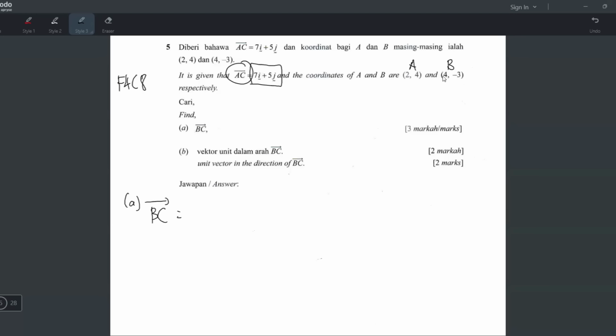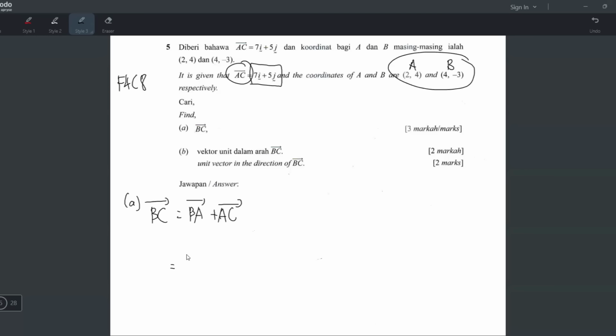So what to do? Alright, you can go from B to A first, because you have both the A and B coordinates. And then add AC. Why I choose to do it like that is because I can find the BA vector myself, and also the AC is given. The AC vector is given. That's why I choose to do it like that.